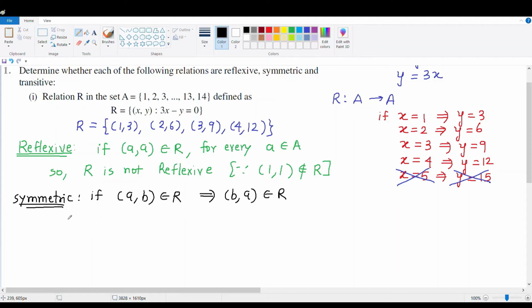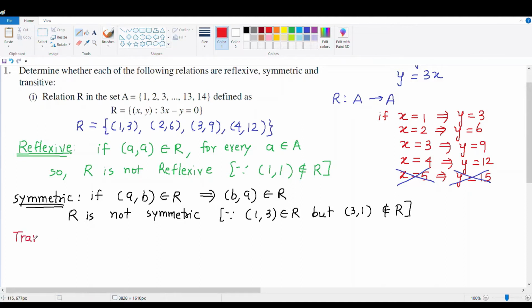So we are going to write R is not symmetric, and the reason being because (1, 3) belongs to R, but (3, 1) does not belong to R. Okay, so we checked for reflexive, it is not reflexive. We checked for symmetric, it is not symmetric either. Now it's time that we check for transitive.